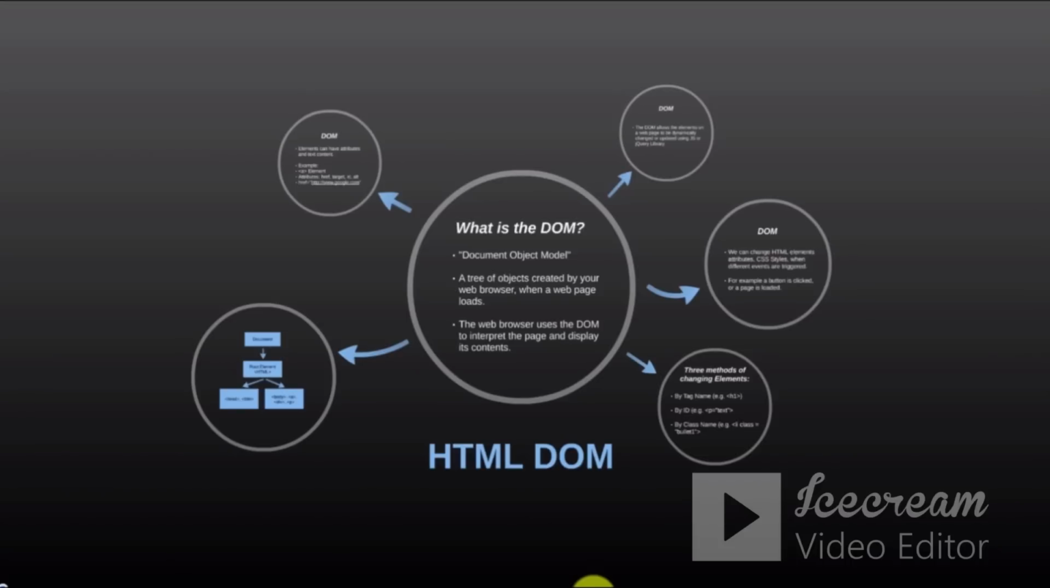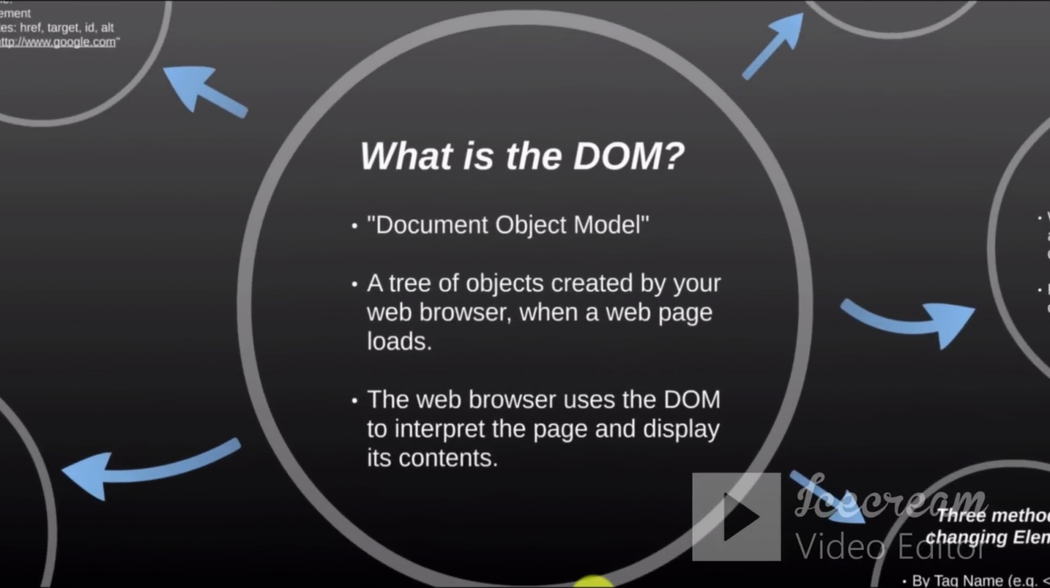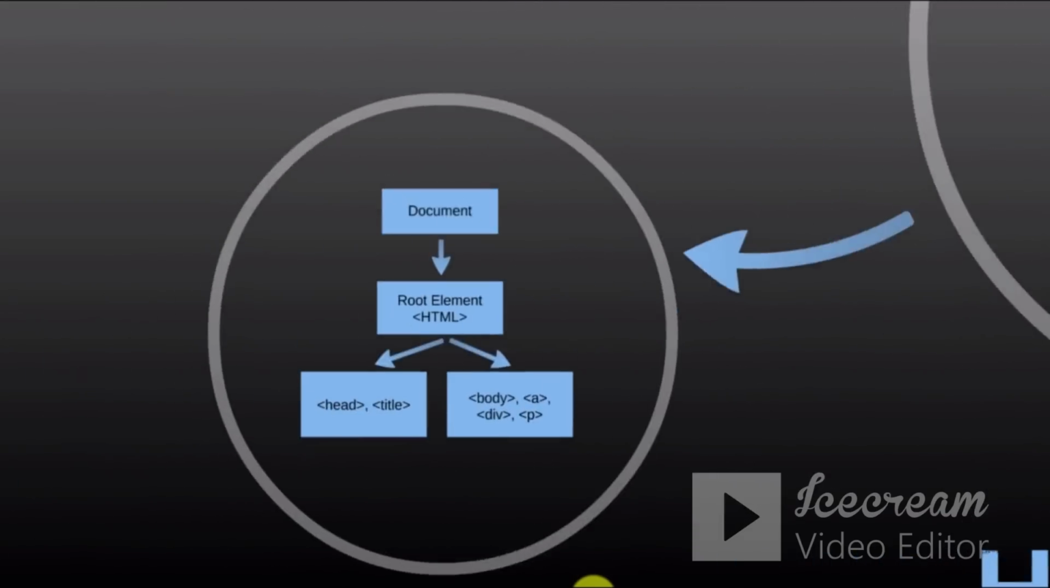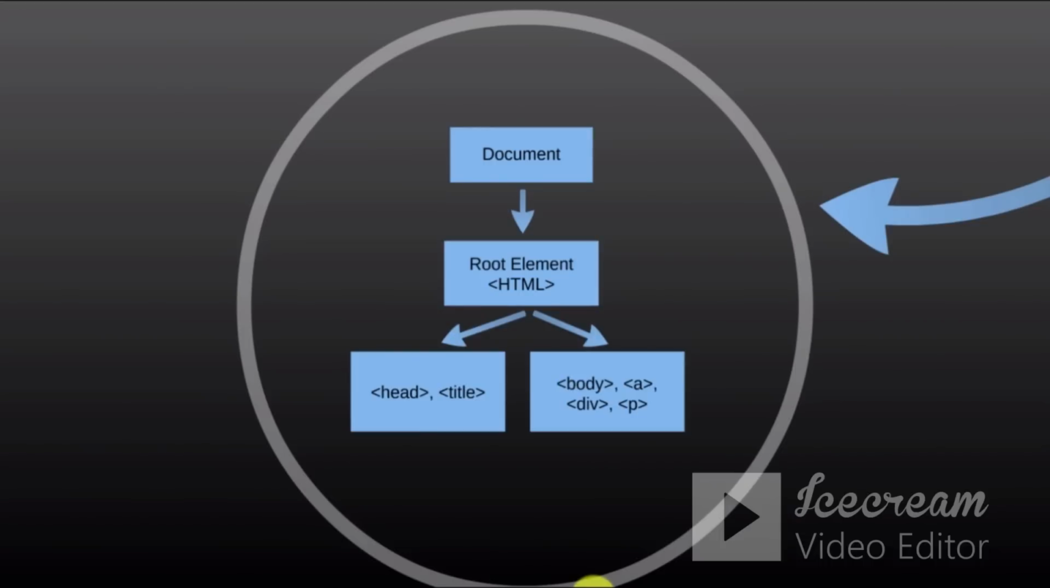An important concept to understand before moving into JavaScript and jQuery is the Document Object Model, or the DOM. The DOM is best defined as a tree of objects created by your web browser when the web page loads. Your web browser uses the DOM to interpret the page and display its contents. Let's take a look at the model illustrated as a flowchart.